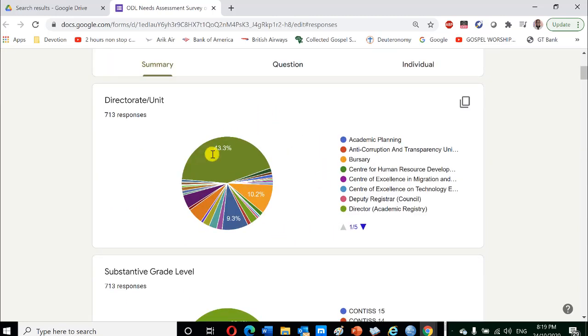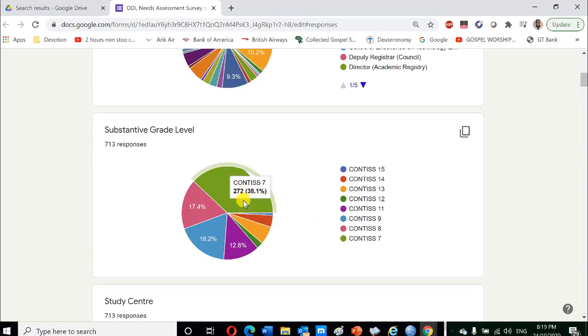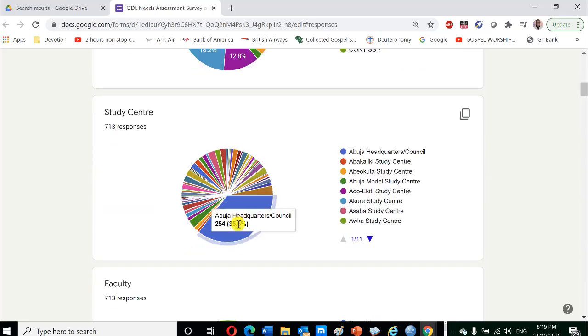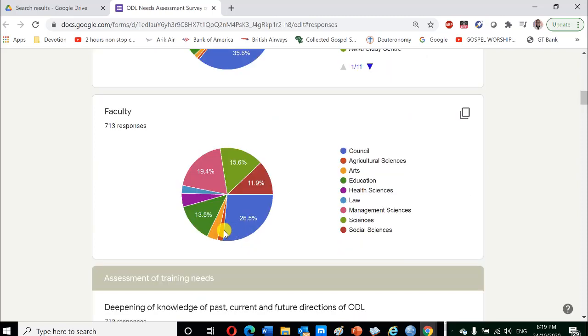And you can see, 309 of you among the 713 that responded are from the registry and from all the directorates. 272 of you are in county 7, and so on up to county 15. Abuja headquarters had about a third of the people who responded. And of course, there were different study centers and faculties.